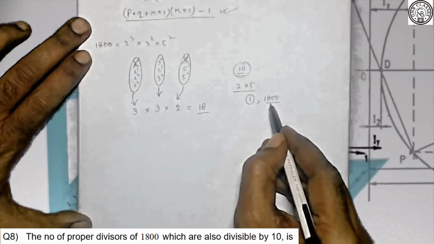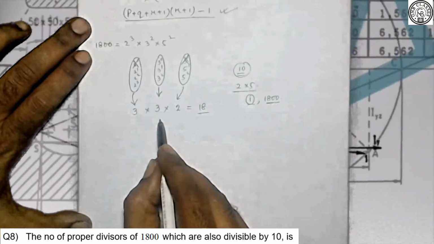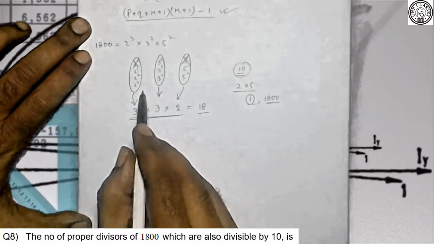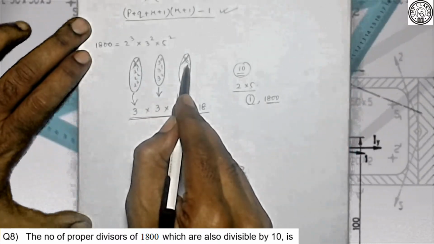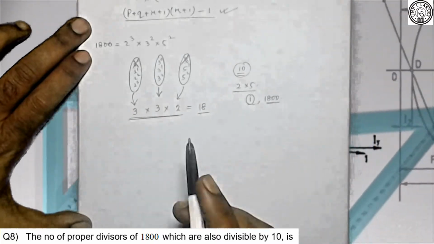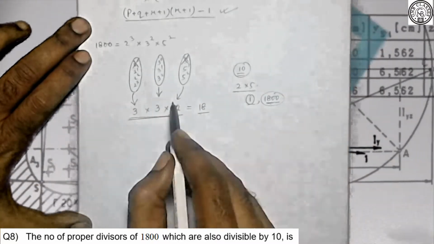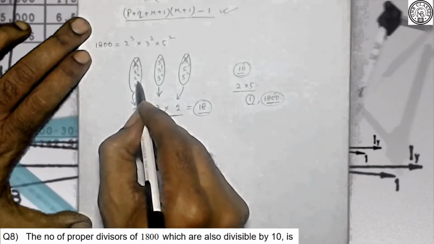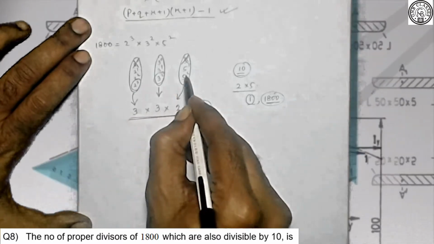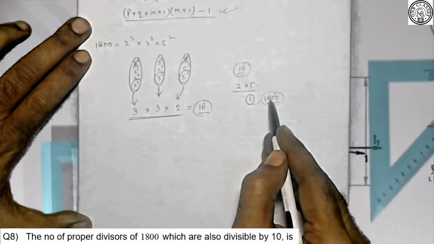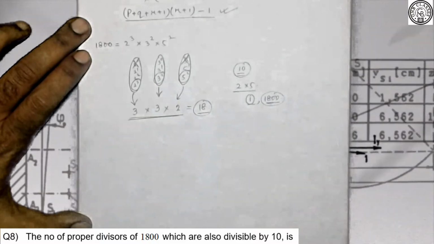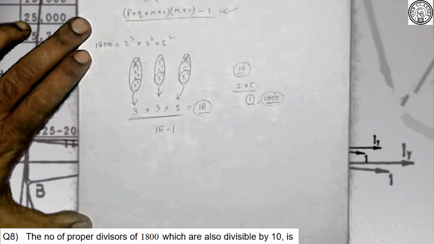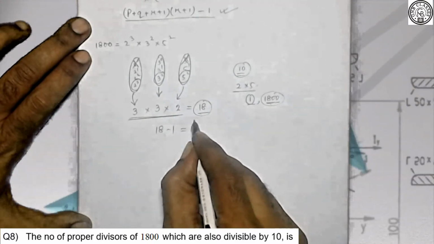Now 1 and 1800, out of these two, observe carefully, 1 is not included here. Why is it not included here? Because to get 1, we need 2 to the power 0, 3 to the power 0 and 5 to the power 0. That is not possible. But 1800 is possible. Why? Because out of these 18 options, one option is there where 2 cube is multiplied with 3 square is multiplied with 5 square, which gives us 1800. So to get the total number of proper divisors which are divisible by 10, we have to subtract 1 from this. So the answer should be 17.